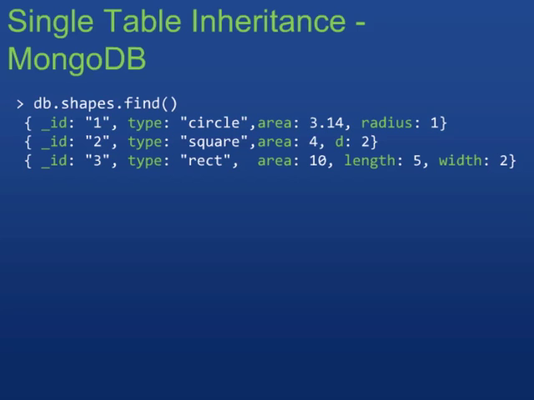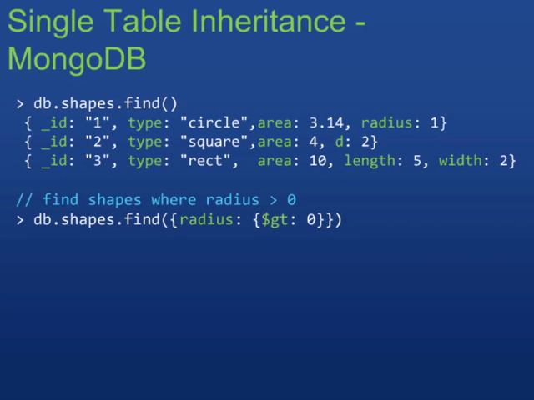So here I've got 3 shapes in my database, and so let's say I want to go find me all the shapes where the radius is greater than 0. So I can say db.shapes.find radius greater than 0. Now, what's interesting here is that many of these documents don't even have a radius field, right? So the way MongoDB handles this is essentially the query planner runs through the documents and it only considers documents that actually have a field called radius, right? So it's going to automatically exclude squares and rectangles because they don't have a radius attribute.